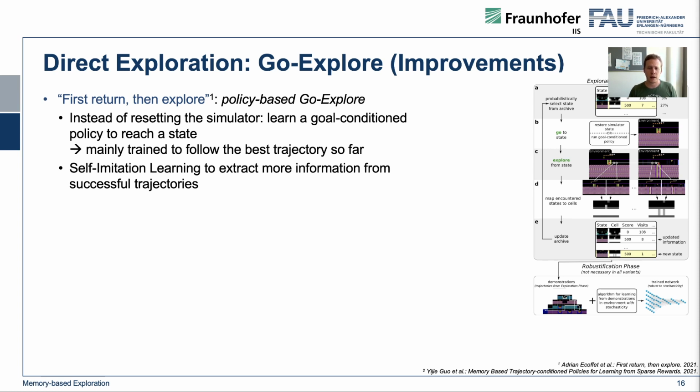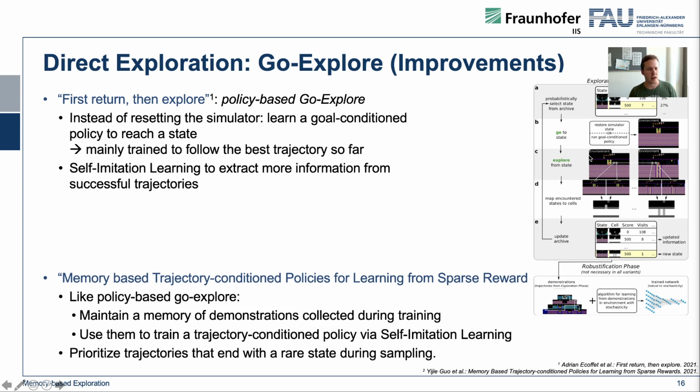So this is a diagram of First Return, Then Explore, where you have the phase below. This is what the extension stems into, where you have the robustification phase, where you have a policy that is trained from demonstrations and uses imitation learning to get a policy that is robust to stochasticity and is able to reach a target state. So this is the goal-conditioned policy that we're learning at the bottom here.